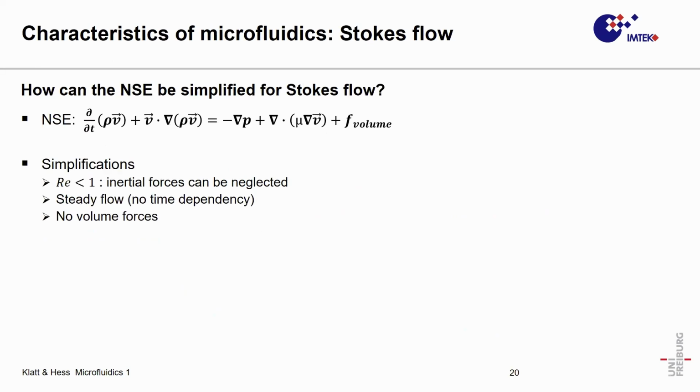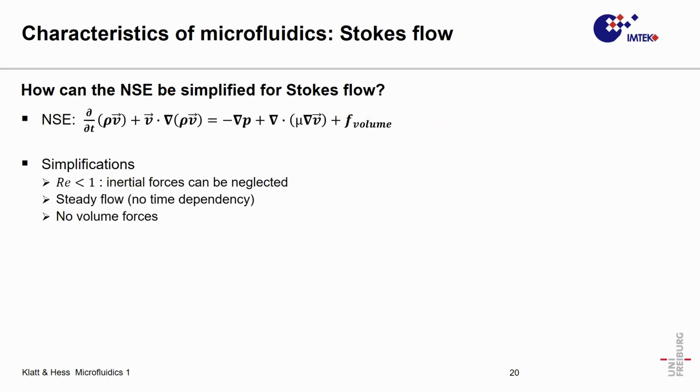Now let's take a look how the Navier-Stokes equations can be simplified for so-called Stokes flow. This is pretty easy. You can say, okay, we have a Reynolds number smaller than 1, so we can neglect the inertial forces. Then you say we have a steady flow, so we have no time dependencies. So all derivatives with respect to time are 0. And then in Stokes flow or in microfluidics, you usually assume that you have no volume forces. So the last term can also be neglected.